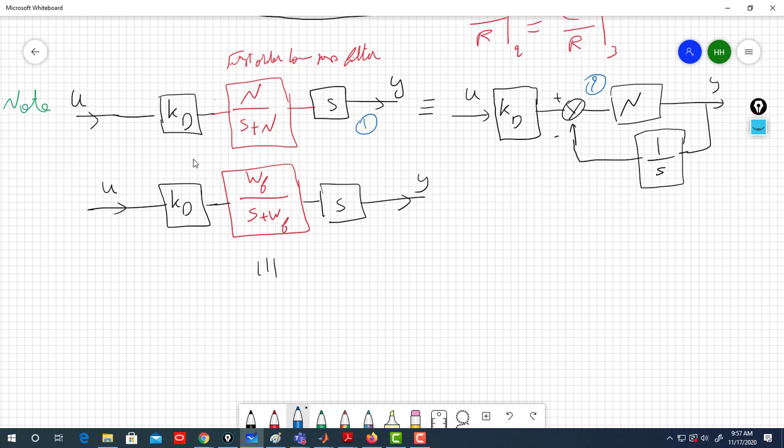Let's do the closed loop here. What's the closed loop here? U KD, and then could you help me find the closed loop here? Yeah, who will help me? Yes, go ahead. N over N plus 1 over S, so forward over 1 plus loop, plus N times 1 over S. Thank you, Saad. So then this is my system.